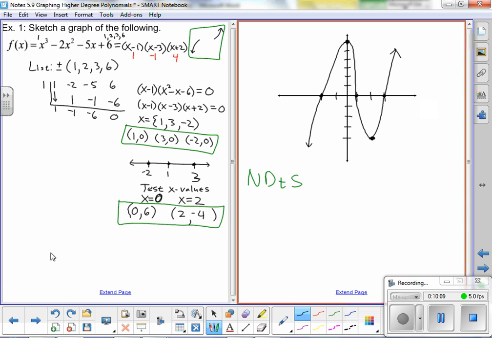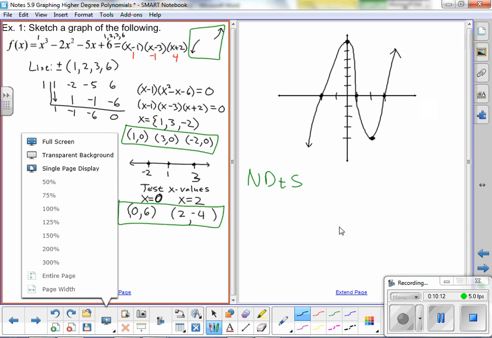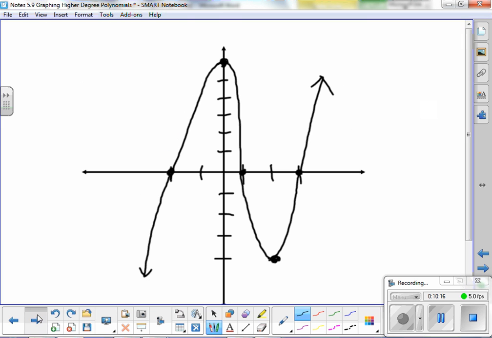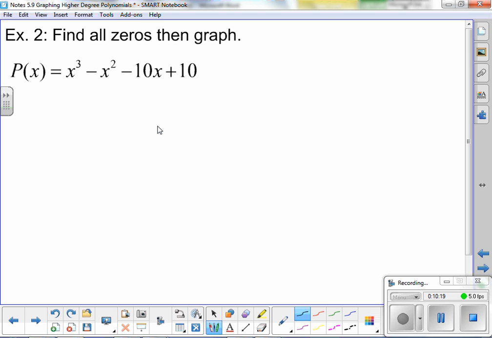So that's the one we did in class. Let's go ahead and do another one. That way you guys can see what another one looks like. Okay, so find all the zeros of this one.